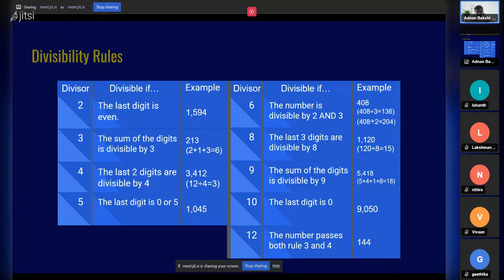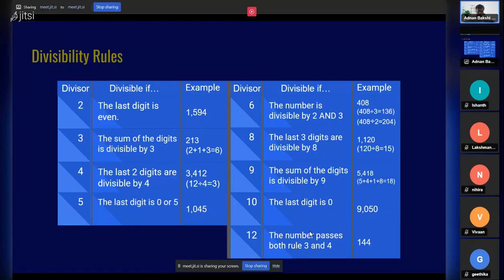Okay, so for number 10, it's really easy. It's divisible by 10 if the last digit is 0. So 9,050, it ends with 0. So that means it's divisible by 10.